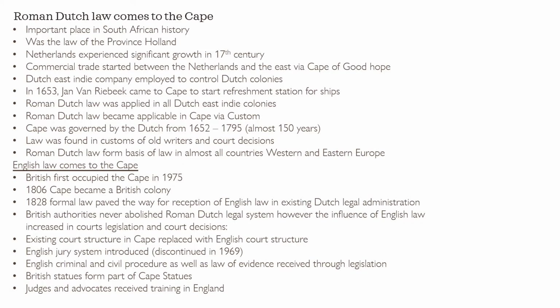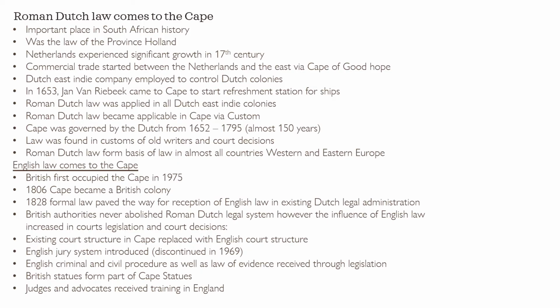English law comes to the Cape. The British first occupied the Cape in 1795. In 1806, the Cape became a British colony. In 1828, a formal law paved the way for the reception of English law in the existing Dutch legal administration. The British authorities never abolished the Roman Dutch legal system. However, the influence of English law increased in courts, legislation, and court decisions.